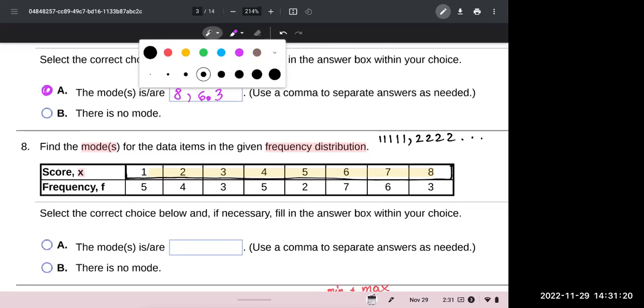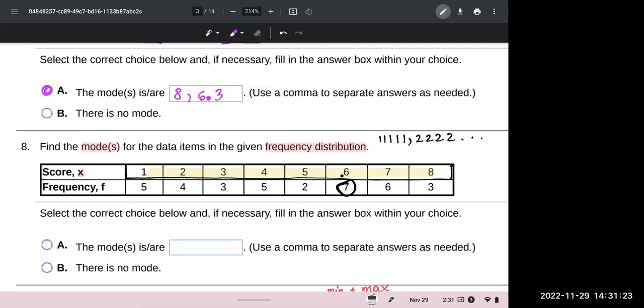So the highest frequency is 7. That means number 6 repeats 7 times. So number 6 repeats the most often. That's why number 6 will be the mode.